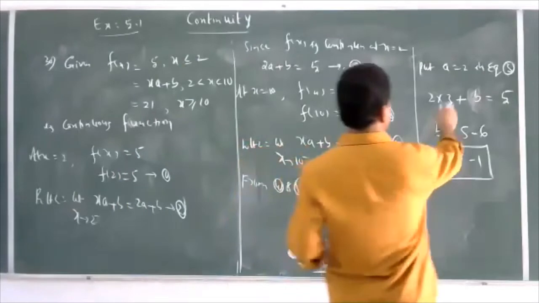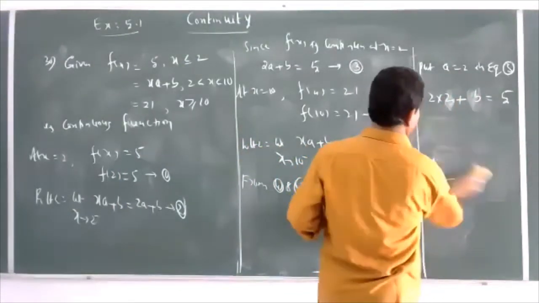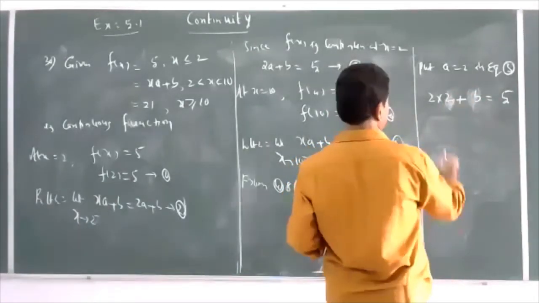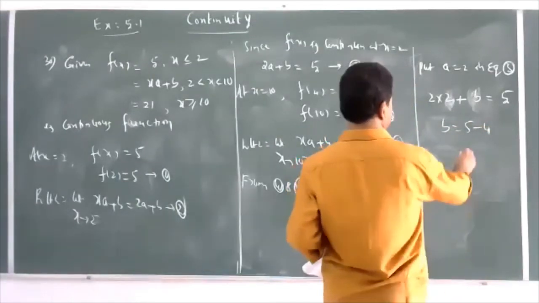1 minute, right. 2 into 2, this is... Sorry, a value 2. 2 into 2 is 4. B is equal to 5 minus 4. B value is 1.